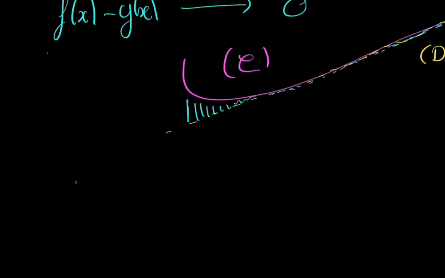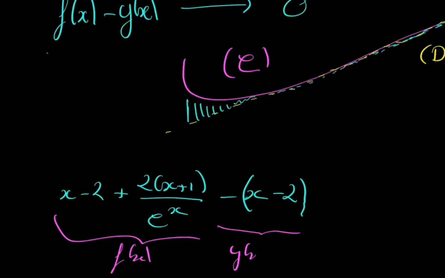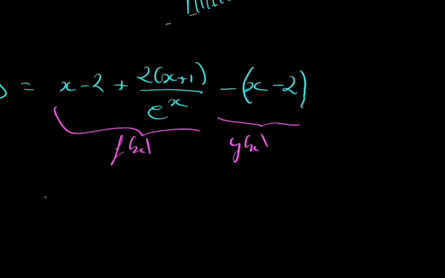So f of x minus y of x is equal to x minus 2 plus (2x plus 1) over exponential of x, minus (x minus 2). Okay, so this being the equation of f of x, and this being the equation of y of x. This thing, let's call it delta, because this is a difference, is equal to (2x plus 1) over exponential of x.